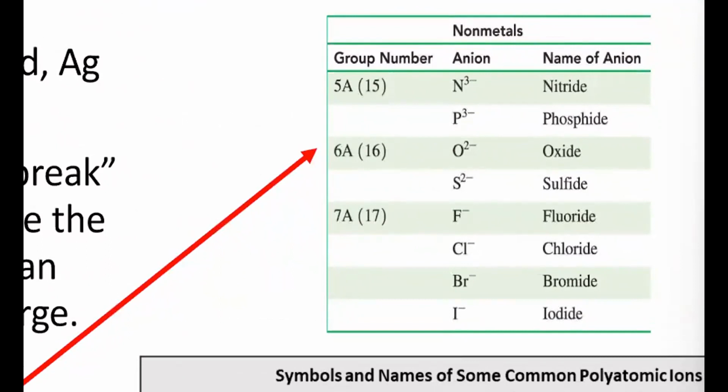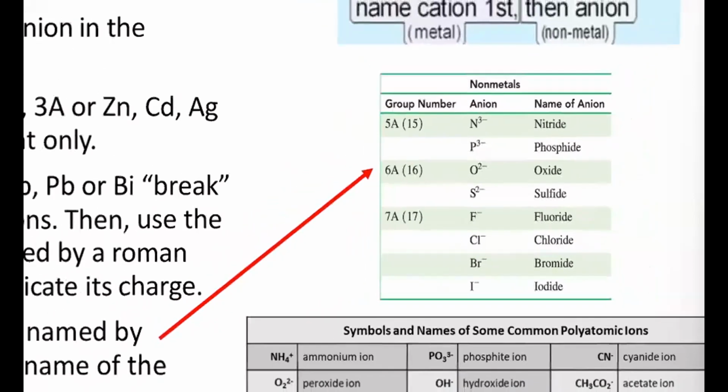The one that comes from nitrogen, which is known as the nitride ion. The one that comes from phosphorus, which is known as the phosphide ion. The one that comes from oxygen, which is called oxide ion. The one from sulfur, which is sulfide ion. We have the ones from fluorine, chlorine, bromine, and iodine, which are known as fluoride, chloride, bromide, and iodide, respectively. So again, when it comes to your anion coming from the nonmetals, you can see in the following table what their names are.